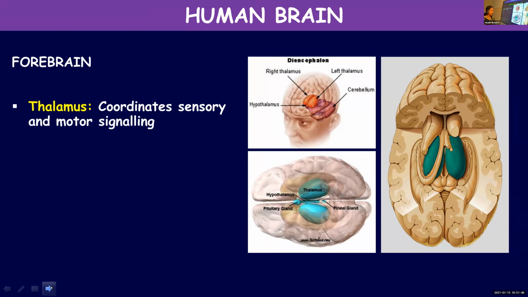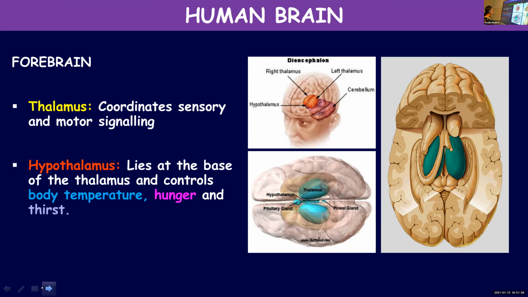Then there are the thalamus and hypothalamus remaining. See the figure and the location of the thalamus and hypothalamus. The thalamus is meant for coordinating sensory and motor signaling. Below the thalamus, there is the hypothalamus, and it controls your body temperature, hunger, thirst. Hunger, thirst, temperature, etc. are controlled by the structure present below your thalamus, known as the hypothalamus, whereas the thalamus regulates sensory and motor signaling.